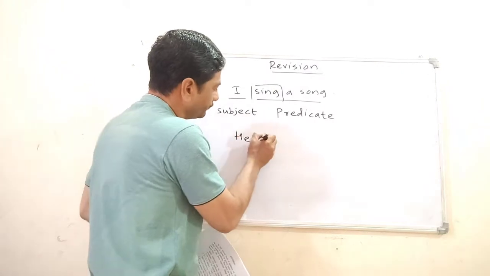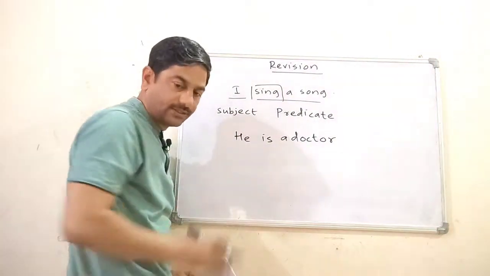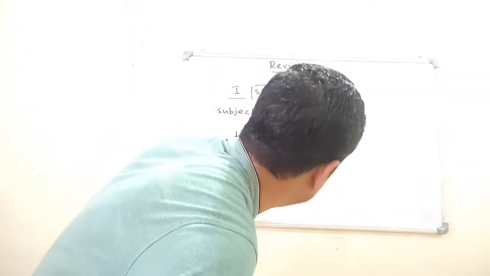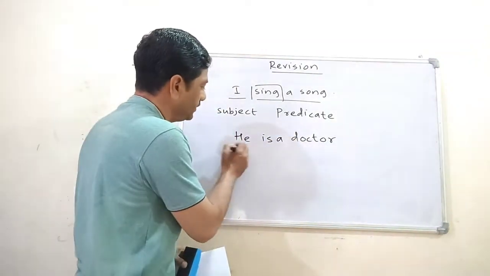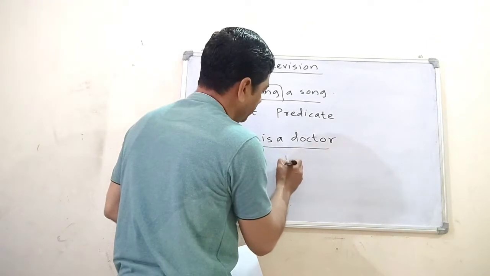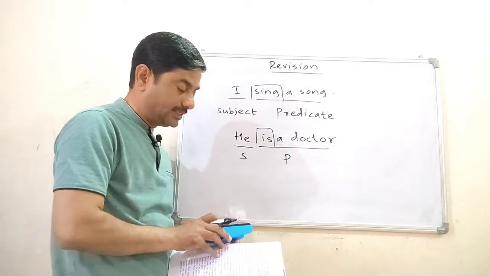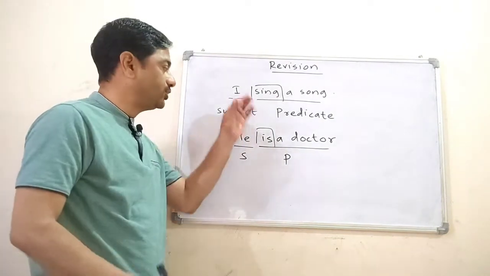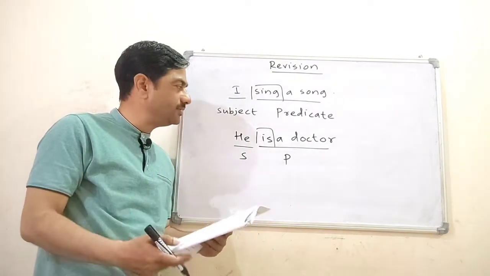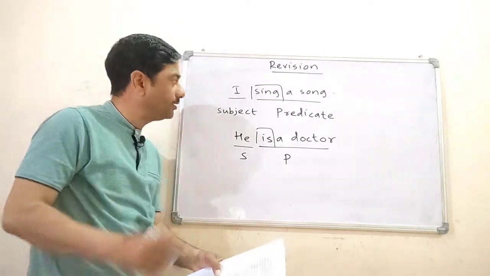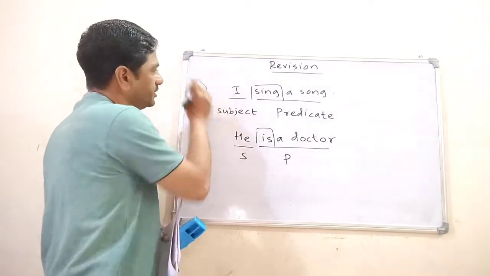He is a doctor. In this sentence, he is subject and is a doctor is predicate. So is is a verb. In the above sentence, sing is an action word, and in the second sentence, is is a saying word. He is a doctor. So this we studied. This is the first point.